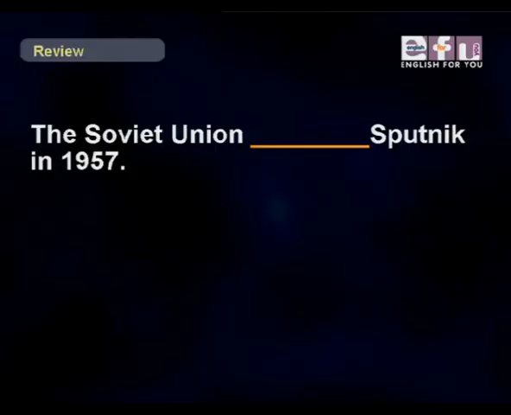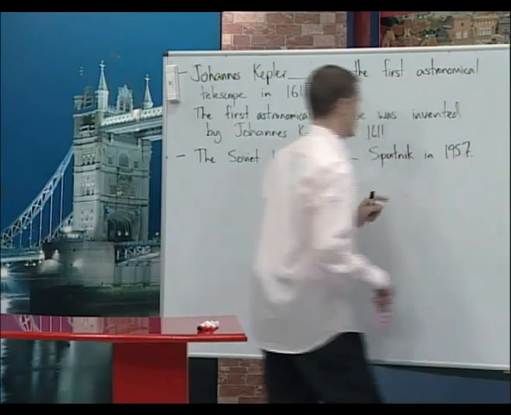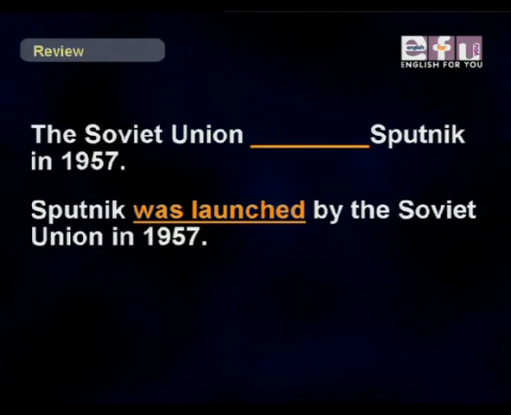Who's next? Rosa, you do this one. The Soviet Union, something Sputnik in 1957. Sputnik was a satellite. Yeah. Sputnik was launched by the Soviet Union in 1957. Very good. Sputnik was launched by the Soviet Union in 1957.